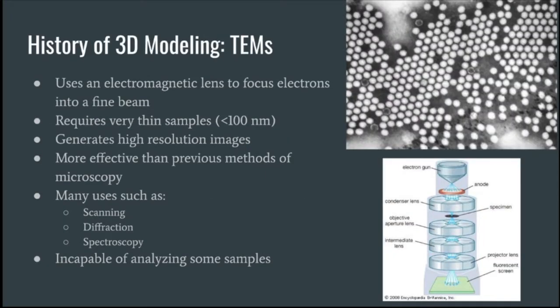However, there are some disadvantages to this method, as some samples like biomolecules are too fragile for powerful methods like TEMs, which utilize intense electron beams. The water surrounding these molecules evaporates, burning and destroying the sample. It's also incapable of analyzing certain samples because of the electron irradiation, which damages samples even further.